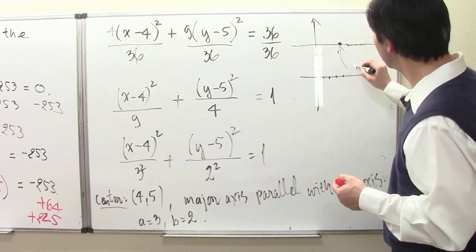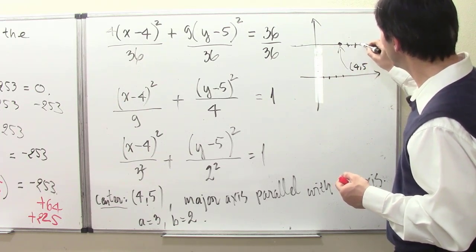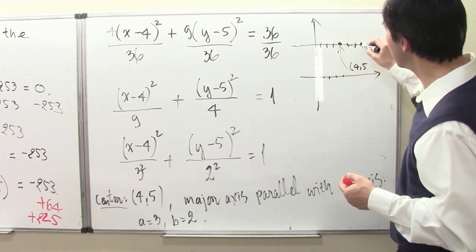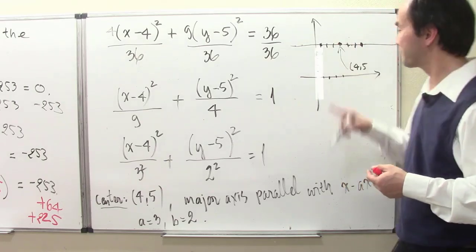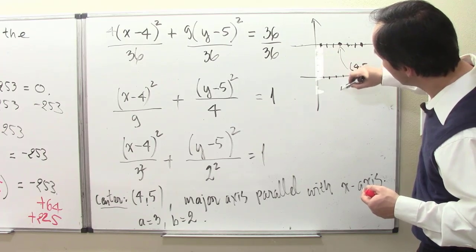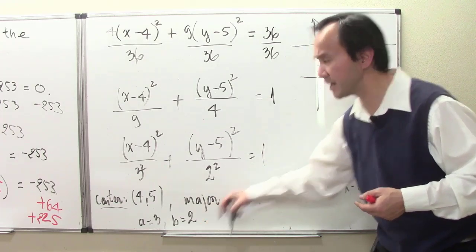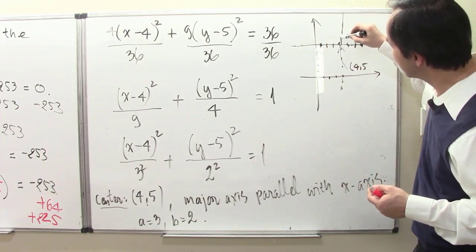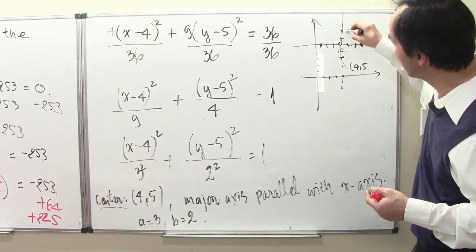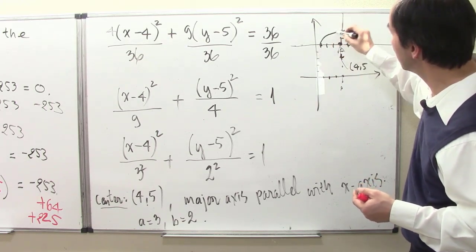So 1, 2, 3, 1, 2, 3. These are the intercepts on the major axis right here. Now the minor axis is here. Okay, and so that b right here is indicating that from the center, the intercept is 2 values away from the center point. All right, and so now that completes our ellipse.